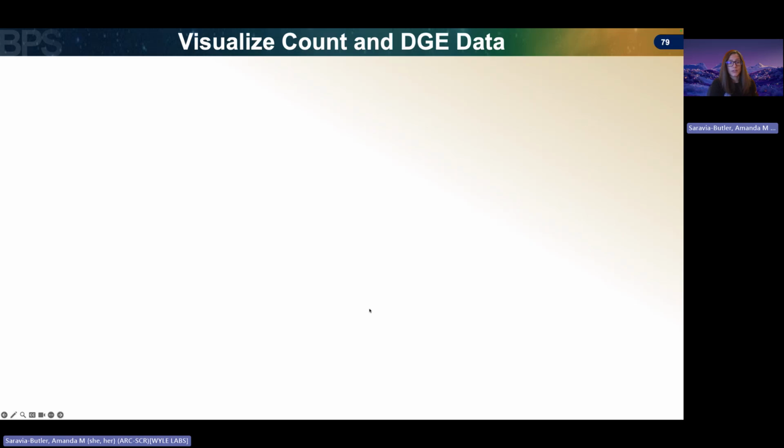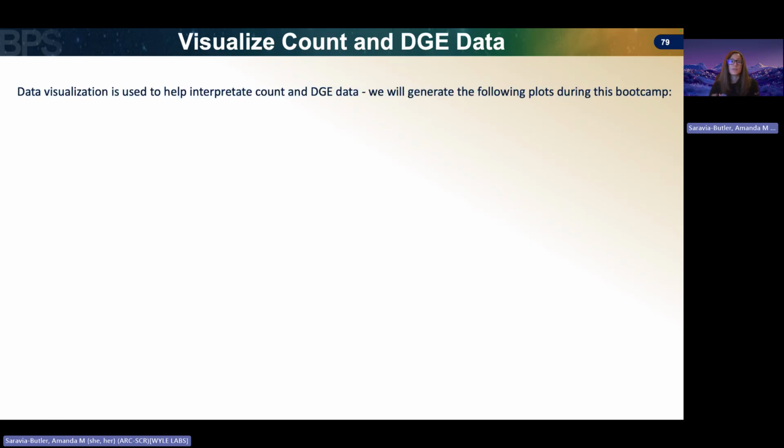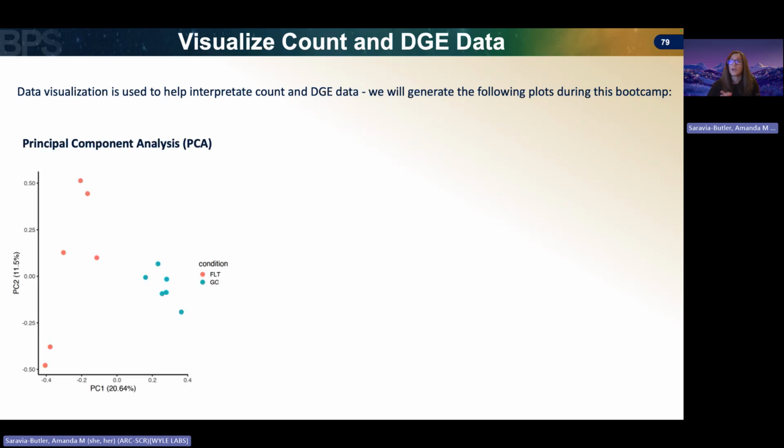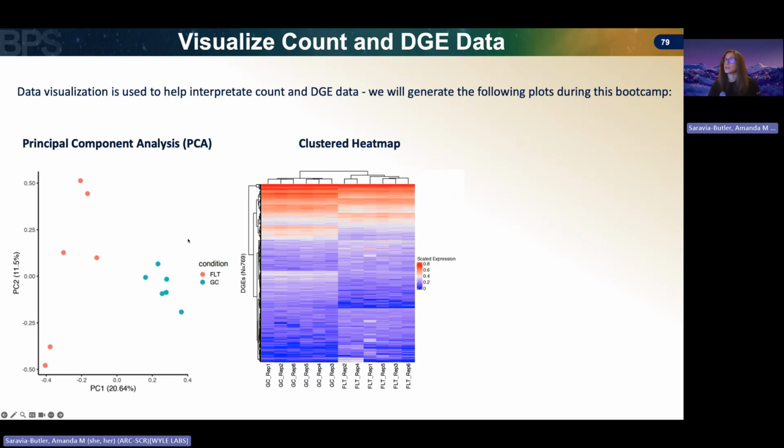After we perform our differential expression analysis, we're going to go ahead and generate some visualizations from our data. Data visualizations are going to help us interpret our count data and our differential gene expression data. In the hands-on portion, we're going to generate the following plots. We're going to generate a principal component analysis to see how our samples cluster in two-dimensional space. So, do samples from the same group cluster together and away from samples from other groups, or do they not? We're going to talk a lot more about principal component analysis, what that is and how it's calculated, in the next lecture.